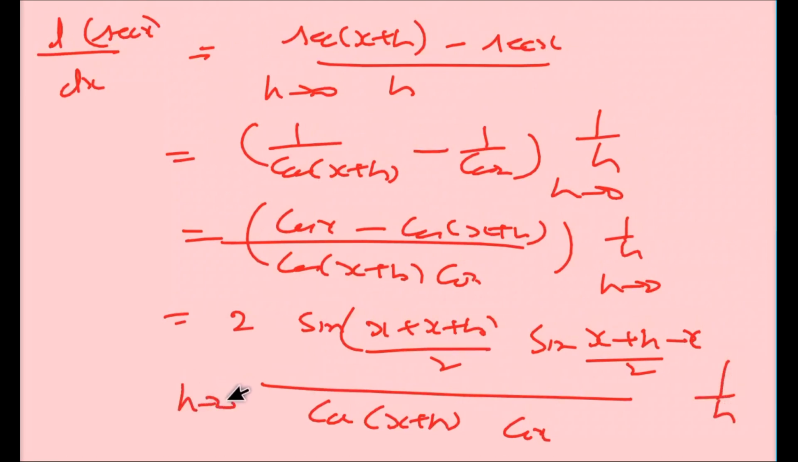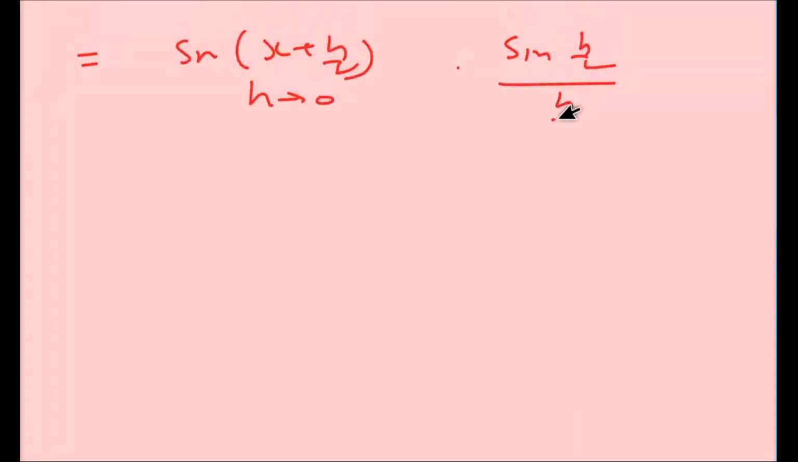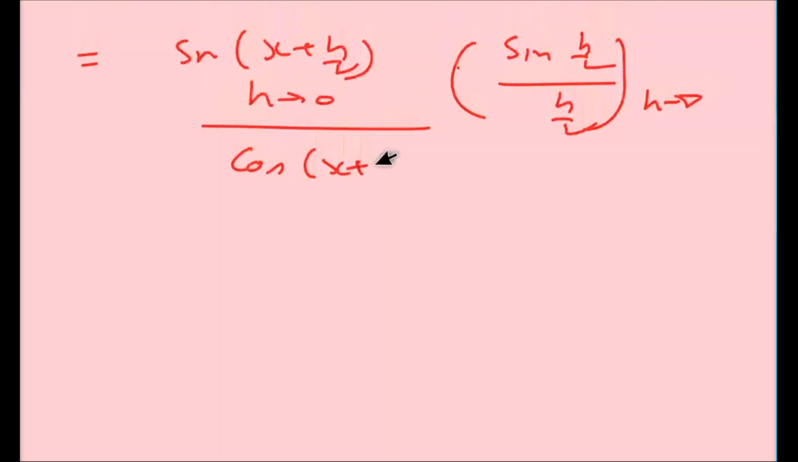Okay, so now what we have left here is cos((x+h)/2) and here sin(h/2). We take the limit as h tends to 0, so we can write sin((x+h)/2) as h tends to 0, into sin(h/2) upon h/2 as h tends to 0, upon cos(x+h) as h tends to 0, cos x.